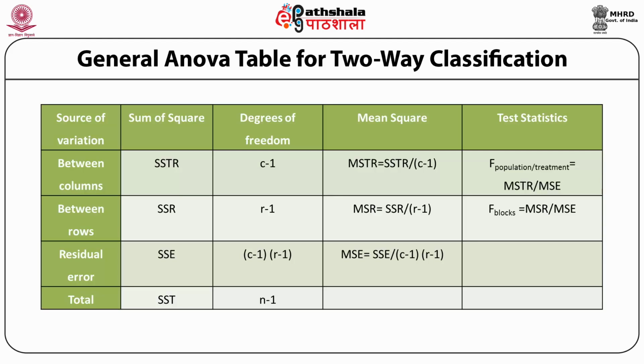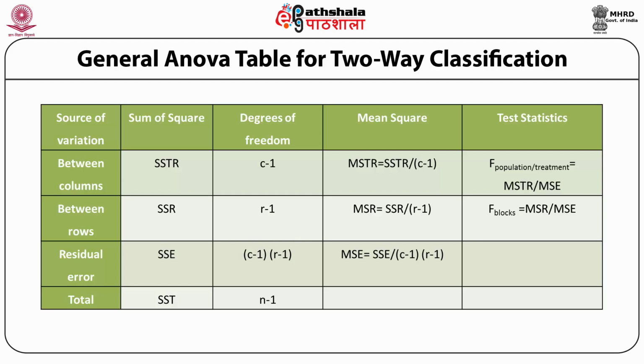We also need to find out the degrees of freedom, because in the F ratio you need to find out the degrees of freedom of the numerator as well as the denominator. Degrees of freedom of the between column variance and within column variance. So, the degrees of freedom here is C minus 1 between columns and R minus 1 between rows. And for residual error, it is the multiplication of the two, that is (C minus 1) times (R minus 1), and the total is N minus 1.